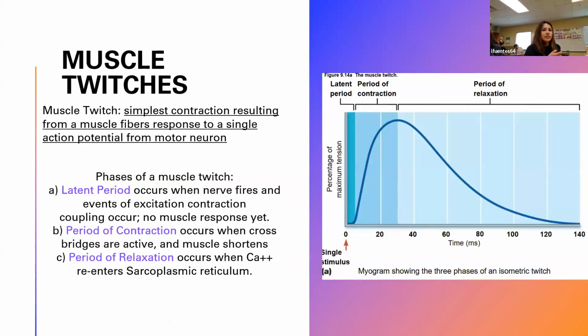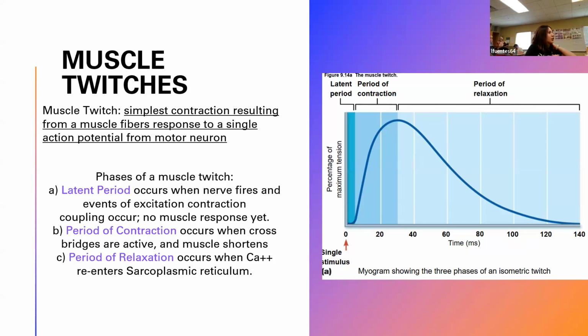And then muscle twitches is one of the last things my class got to talk about. This is the simplest contraction resulting from a muscle fiber's response to a single action potential from a motor neuron. So a lot of the times that muscle contractions are looked at or are tested are within a lab setting. So that is why we have this graph over here with the different types of periods. And then with muscle twitches, there's 3 phases. I would know the 3 different phases and then the definitions for each. So there's the latent period, the period of contraction, and then the period of relaxation.